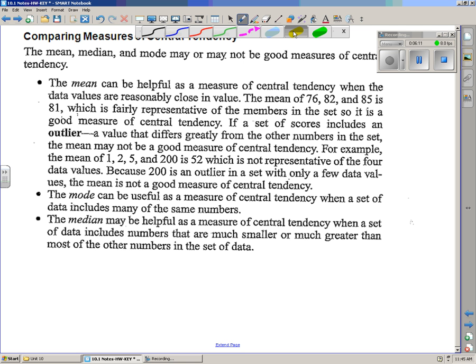The mean can be a helpful measure of central tendency when the values are reasonably close. The mean of 76, 82, and 85 is 81, which is fairly representative of the members of the set, so it is a good measure of central tendency. If a set of scores includes an outlier, a value that differs greatly from the others in the set, the mean is not a good measure of central tendency.